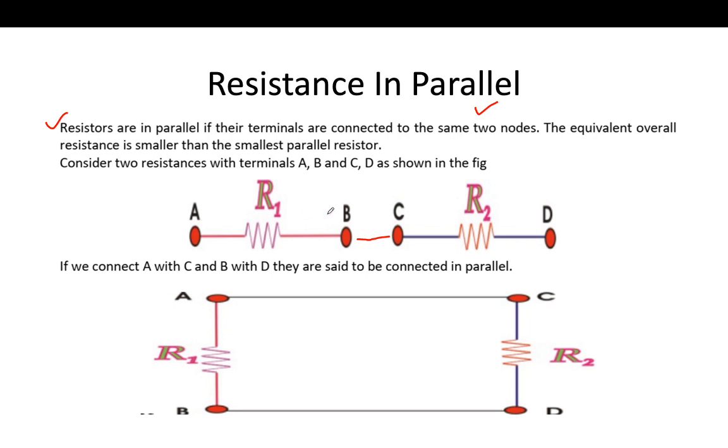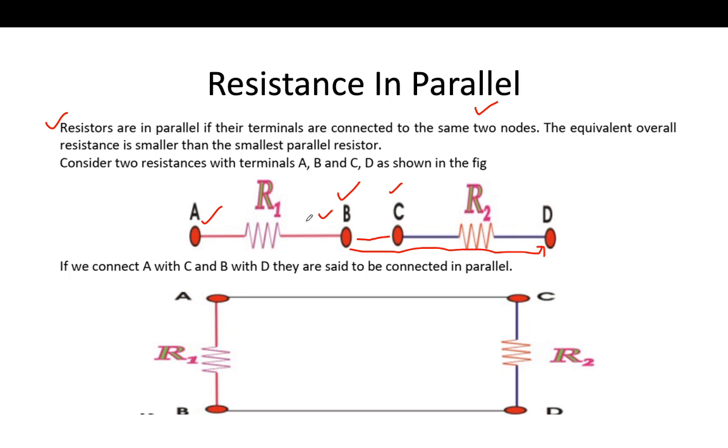Same nodes mean this is the starting node of a resistor and this is the ending node of the resistor. If the starting node is connected with the starting node of another resistor and the ending node is connected with the ending node of the other resistor, only then are the resistors considered to be connected in parallel.